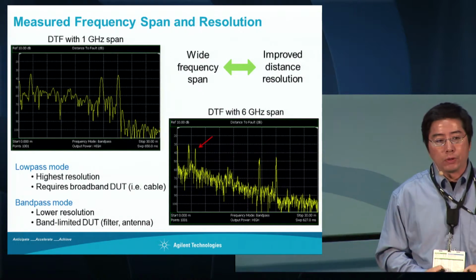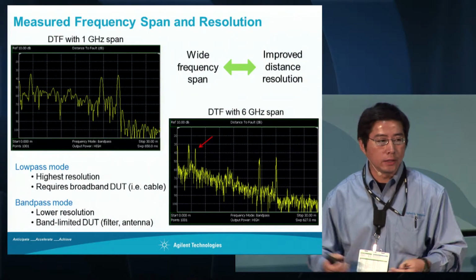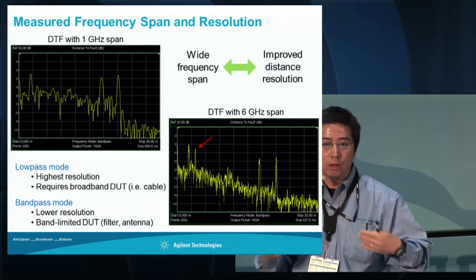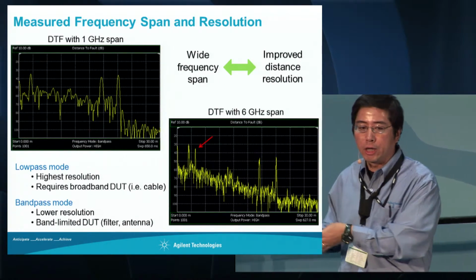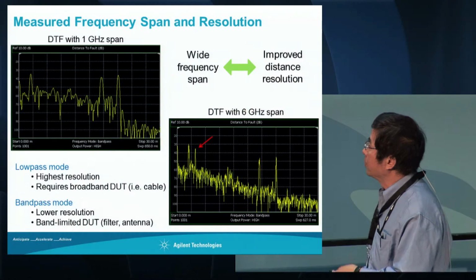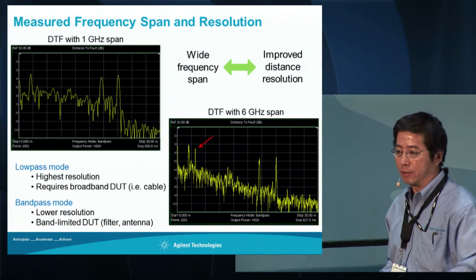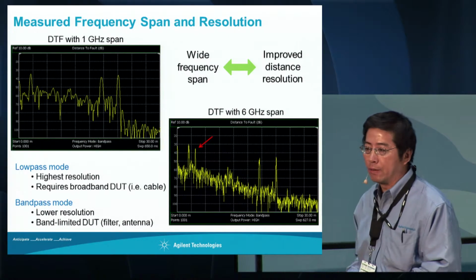Okay, so for distance to fault, we said it's a mathematical conversion. So there are some tricks you need to do. The best way, we recommend, is to use the low pass mode. With low pass mode, all you need to do is tell the instrument, tell the FieldFox, what the length of your cable is, and our instrument will automatically calculate the right frequency for you to use. So it gives you the best resolution and best maximum range. And in some situations, you may have a filter or bandpass filter in front of your cable. In those situations, you have to use bandpass mode.